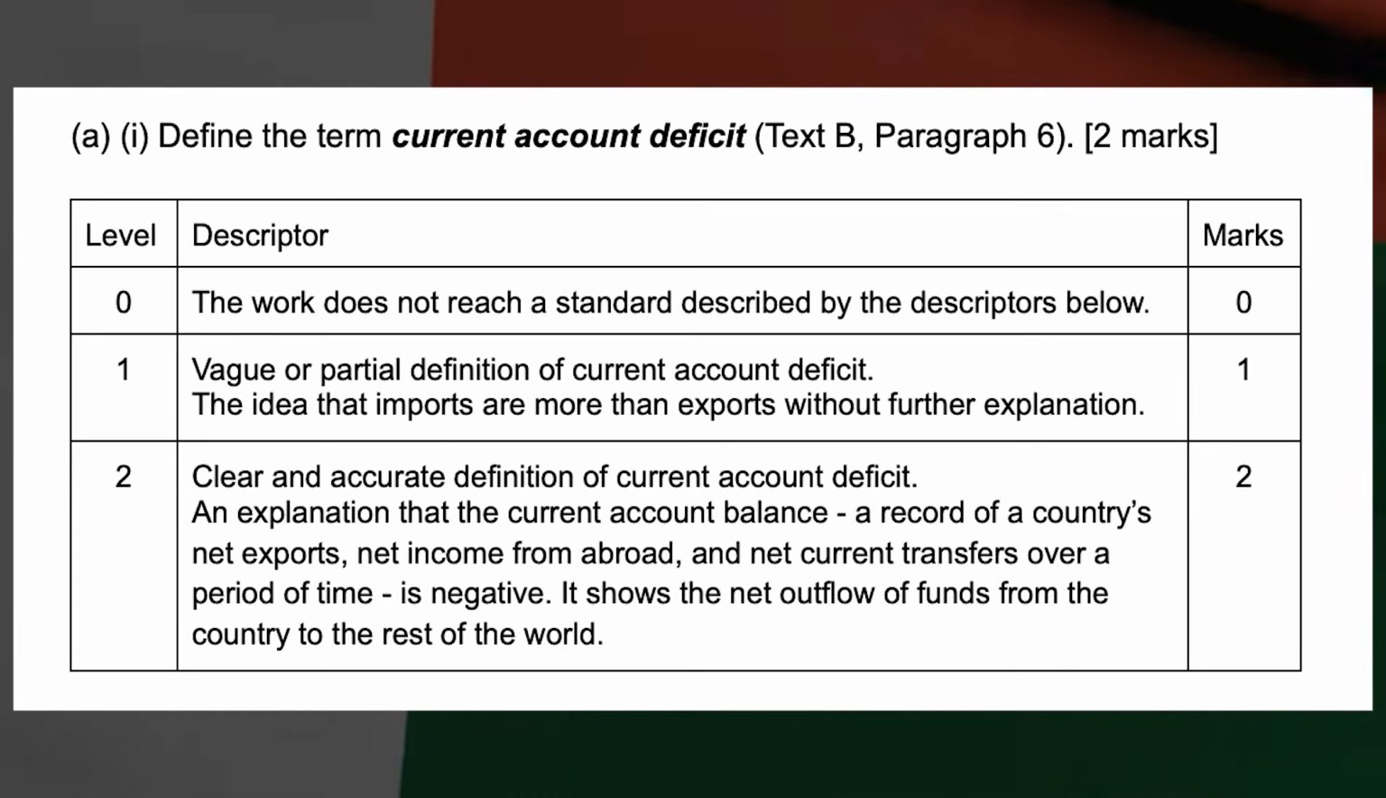An explanation that the current account balance, a record of a country's net exports, net income from abroad, and net current transfers over a period of time, is negative. It shows the net outflow of funds from the country to the rest of the world. 2 marks.